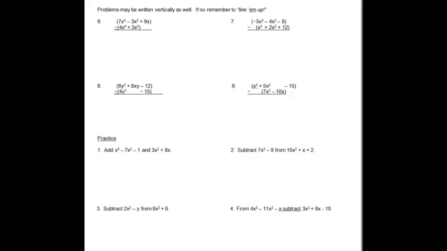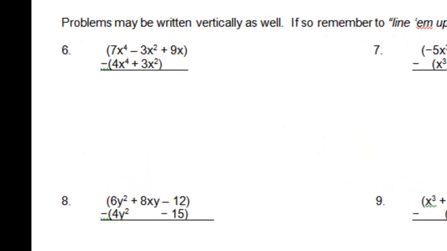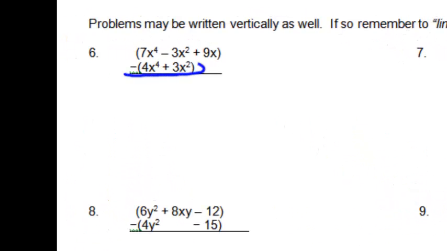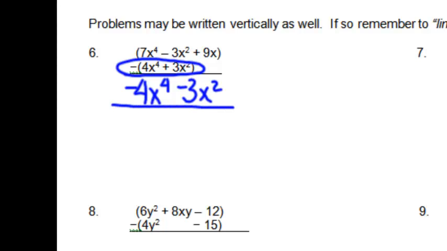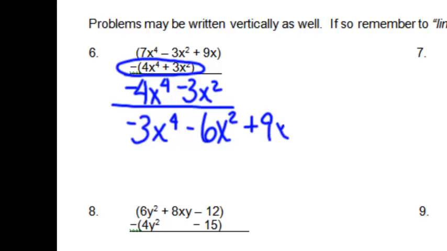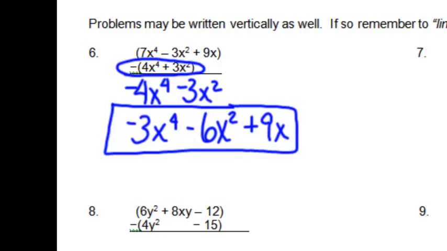Alrighty, I'm going to show you another technique that could be used to subtract or add, and that's the vertical method. You learned this in elementary school, but it's a little different with polynomials. So in this case, you would want to take this whole row and rewrite it. So I would write minus 4x to the fourth minus 3x squared. And then they're lined up, and you can just do the 7x to the fourth minus 4x to the fourth is 3x to the fourth, negative 3x squared minus 3x squared is negative 6x squared, and 9x just comes down. Okay. So you can also work these vertically, up to you.